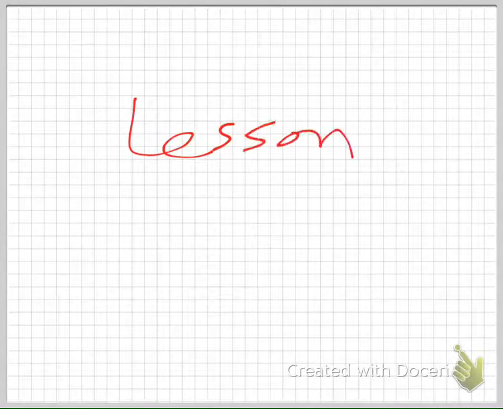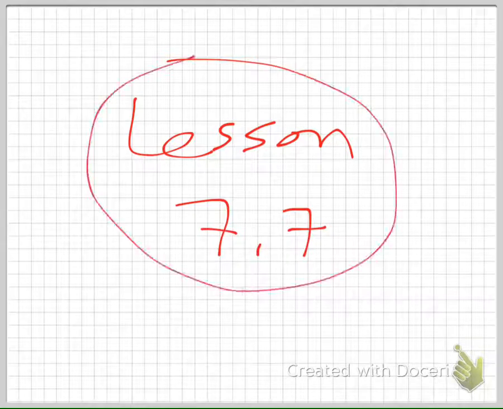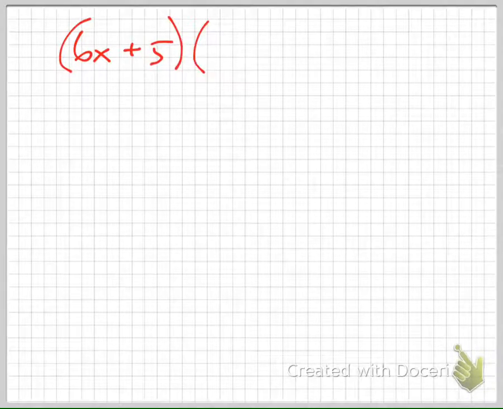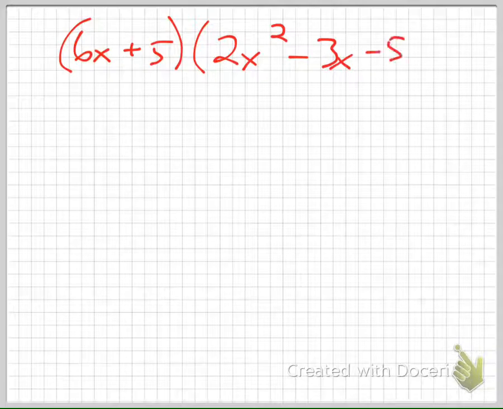All right, this is Algebra lesson 7.7, multiplying polynomials. This is how it works. We're now progressing to, yesterday we multiplied a polynomial by a monomial. Now we're going to multiply polynomials by polynomials. I mean, big ugly things, like this: 6x plus 5 times 2x squared minus 3x minus 5.